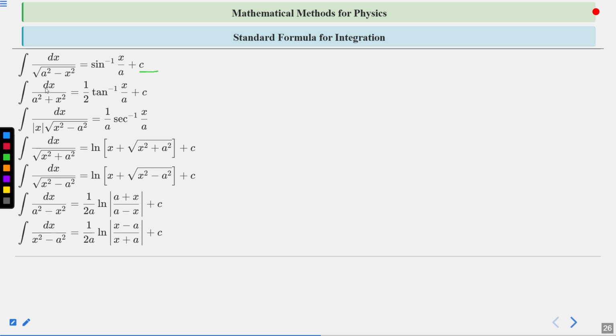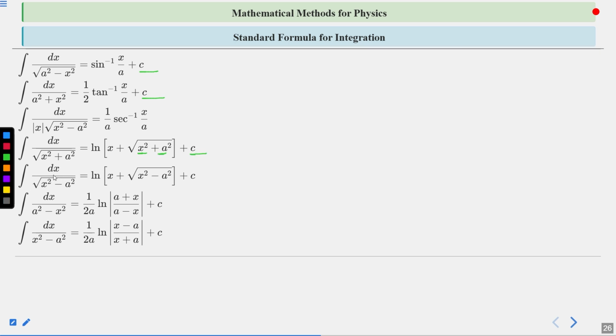And integration of dx divided by a square plus x square is equal to 1 upon a tan inverse x by a plus c. And integration dx divided by mod of x under root x square minus a square is equal to 1 by a sec inverse x by a. And integration dx divided by under root x square plus a square is equal to log of x plus under root x square plus a square, plus c.